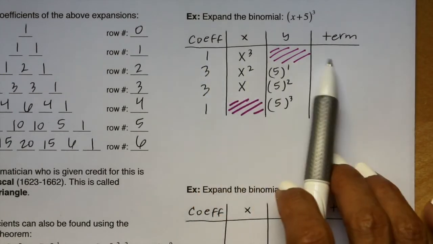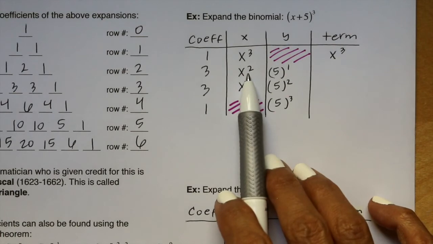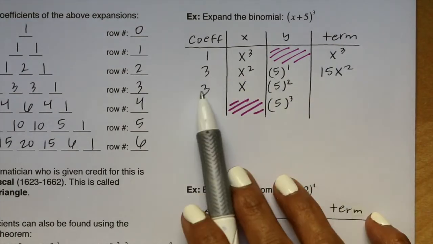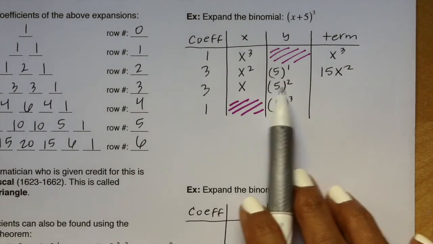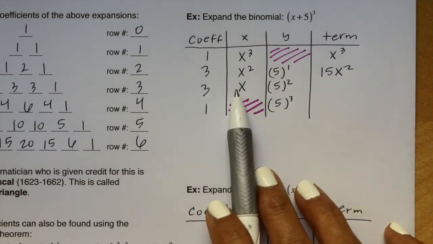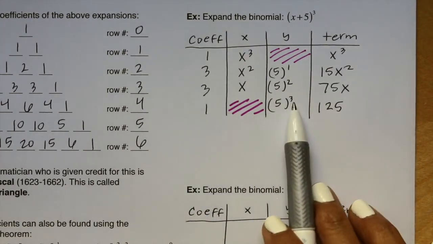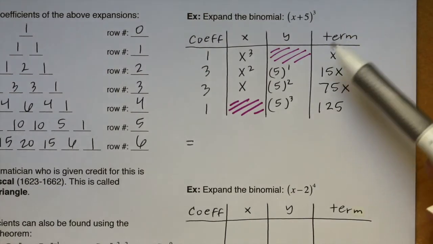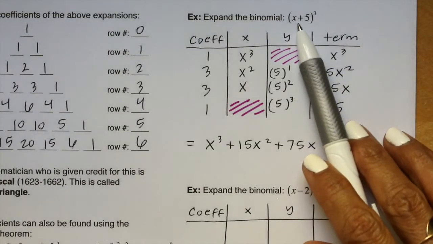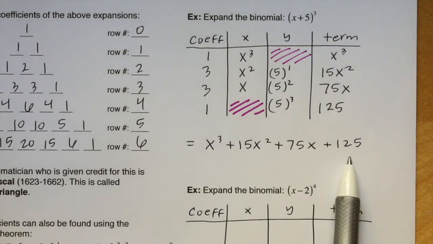1 times x cubed just makes x cubed. Here, when we multiply across, we have 3 times x squared times 5 to the 1, so you get 15x squared. And then right here, we have 3 times x times 5 squared. 5 squared is 25, 25 times 3 is 75x. And for this last row, we just multiply 1 times 5 cubed, and you get 125. So our expansion is going to be these terms. Let's go ahead and write them out. So we get x plus 5 to the third power equals this expansion.